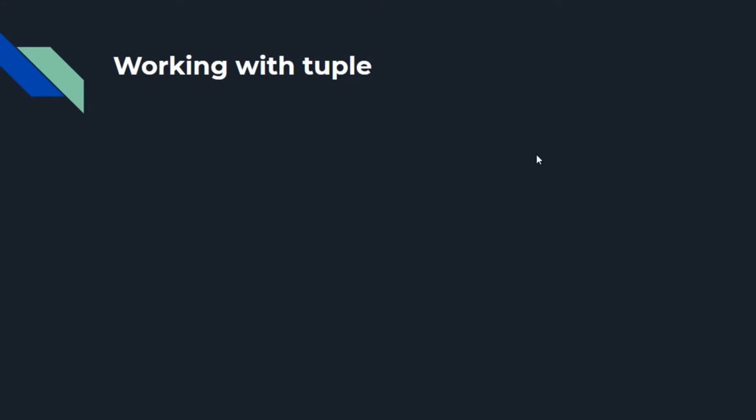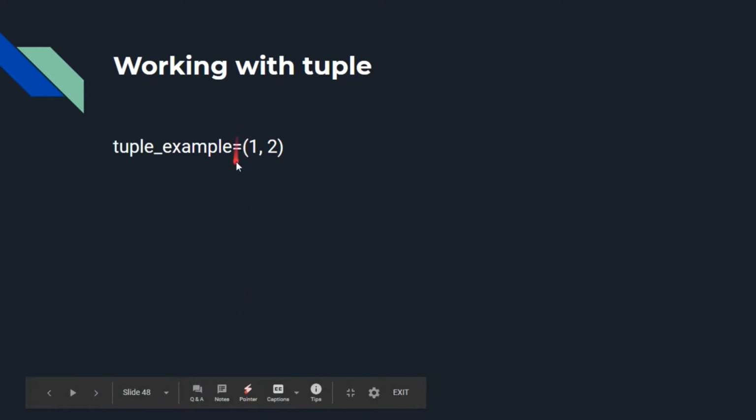The basic syntax of a tuple is this. Suppose we have a tuple, tuple_example is equal to (1, 2). For creating a tuple we need to pass values inside parentheses. In case of a list we pass values inside square brackets, and in case of a tuple we pass values inside parentheses.